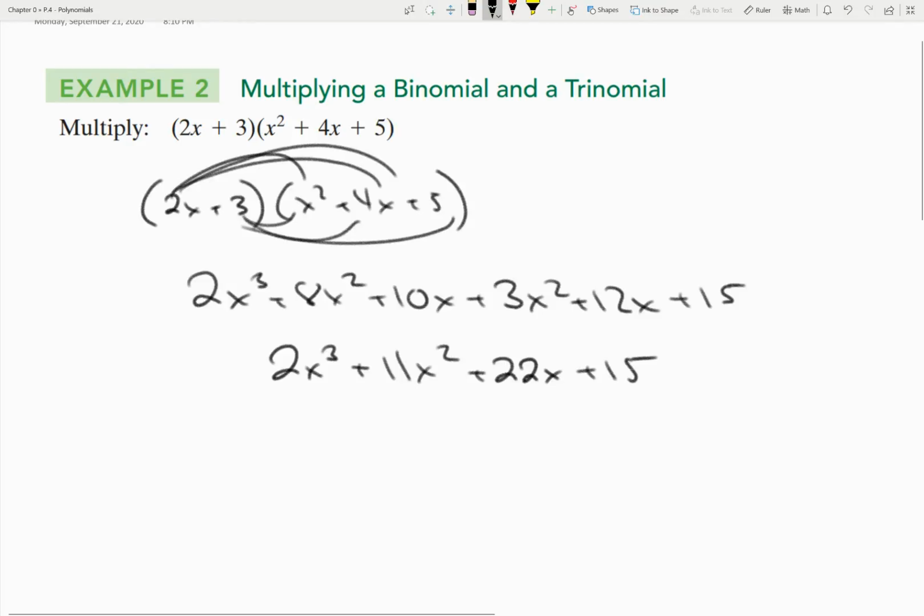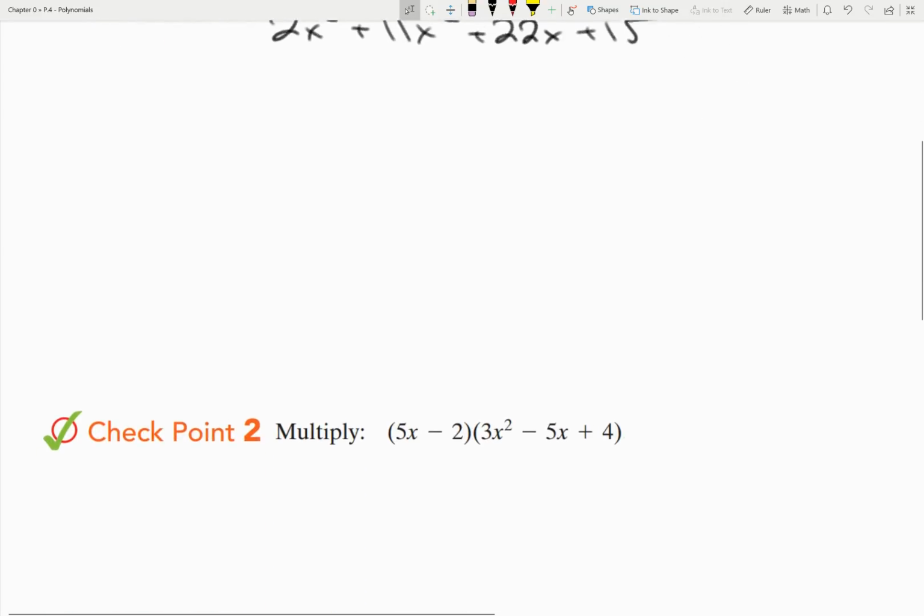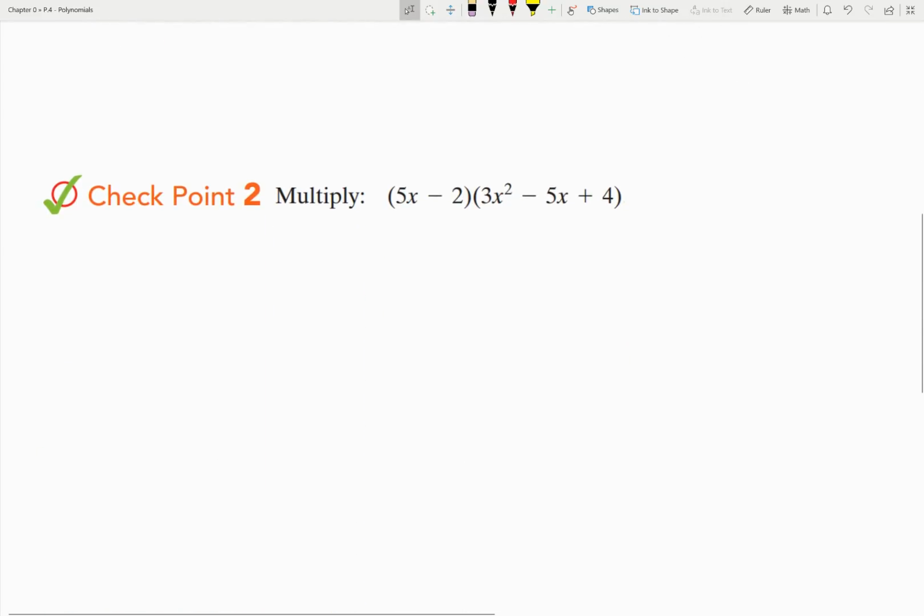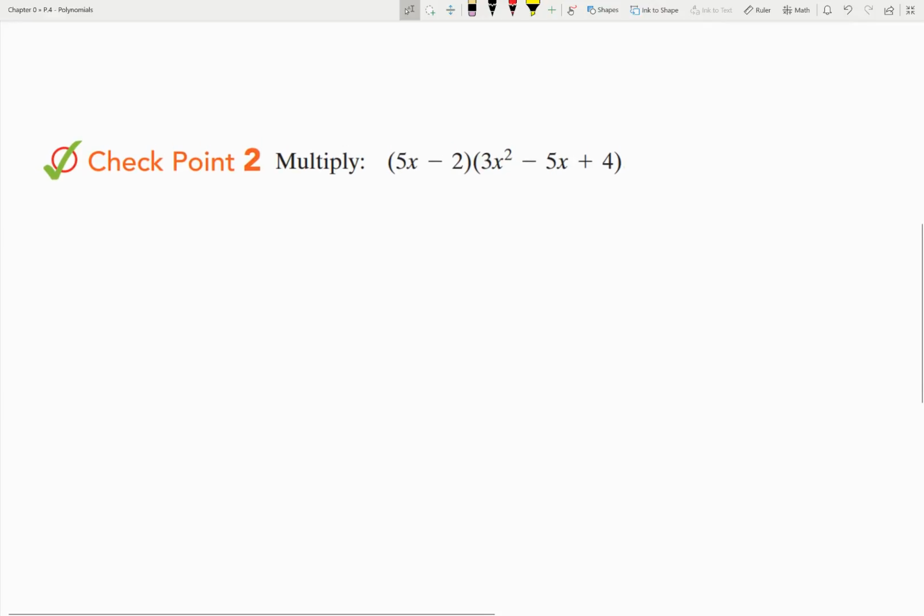And again, look at that, we get a third degree polynomial of 4 terms. But when we multiplied the 2 by the 3, 1, 2, 3, 4, 5, 6 terms. Let's try our checkpoint. And I'll leave the room up top so I don't have to write this again.